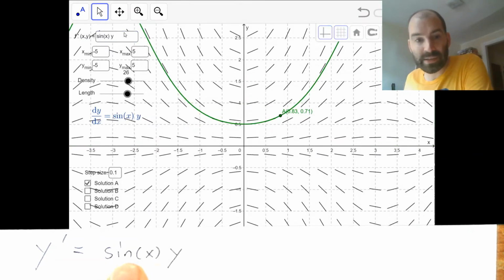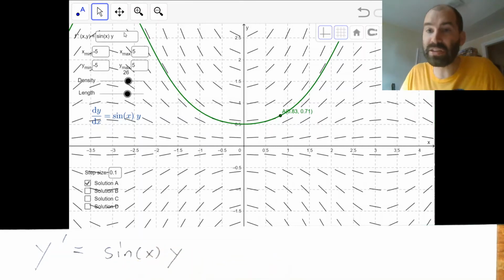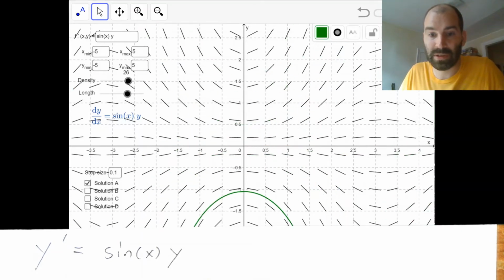Is this continuous with respect to x and y? Yeah, sine is a continuous function. Multiplying it by y, that'll still be continuous. This is continuous everywhere. The derivative with respect to y is just sine x. That's continuous everywhere. So again, we have a unique solution through every point that we choose. Right? Any point that we choose gives us a unique solution.